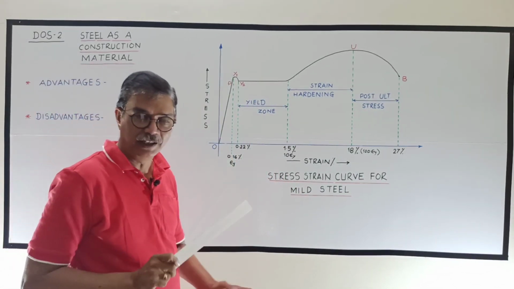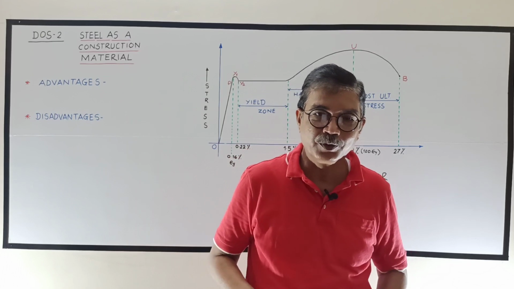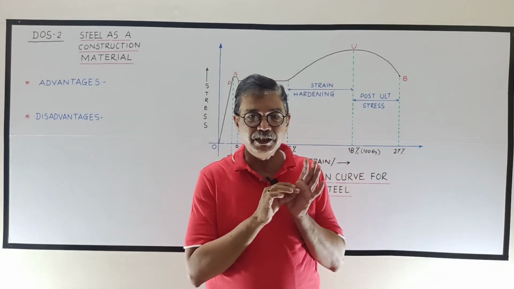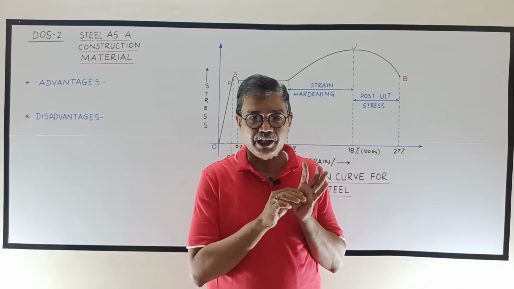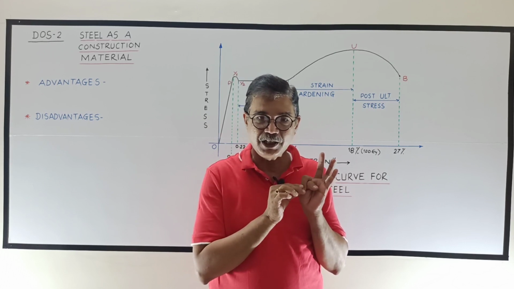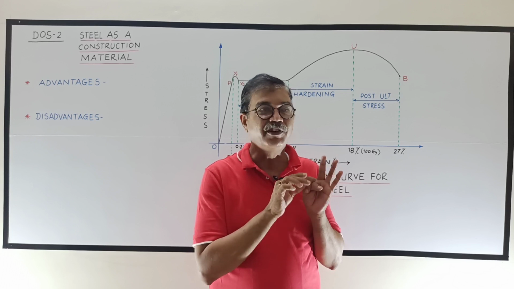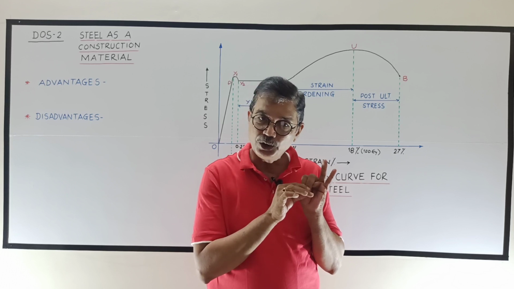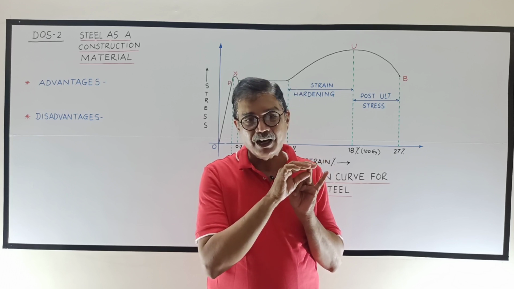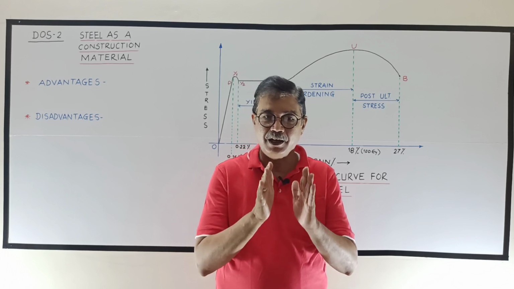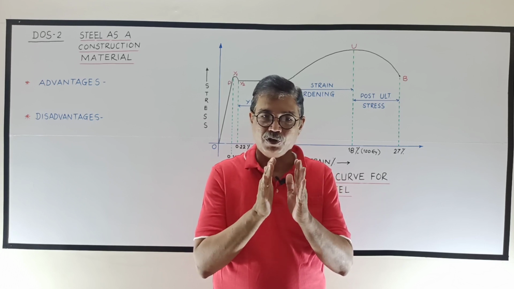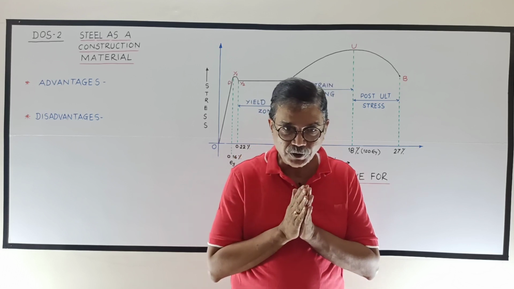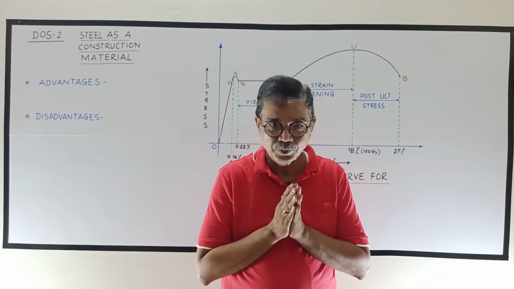So in this particular video we saw first the advantages of steel as a structural material, disadvantages of steel as a structural material, then various civil engineering works where steel structures are used, and last and very important, the typical stress strain curve for mild steel. I think you have followed this. Thank you.